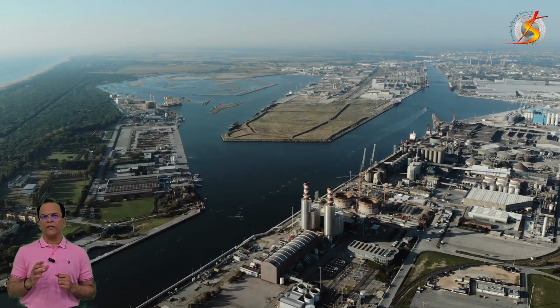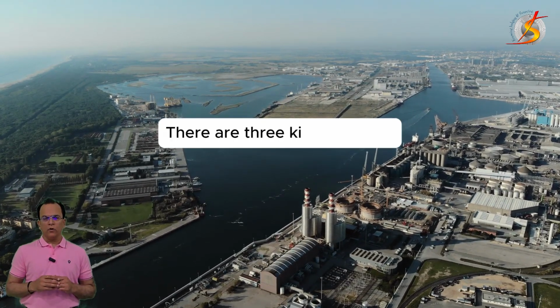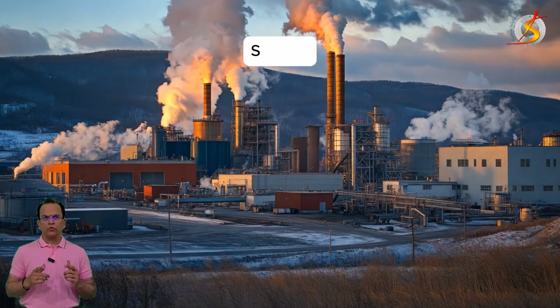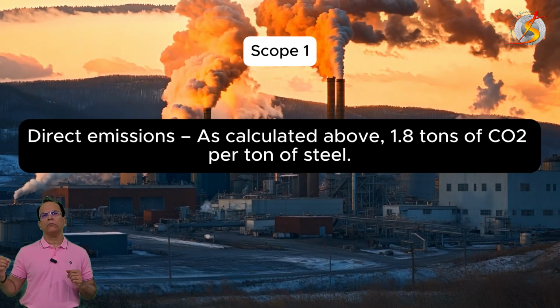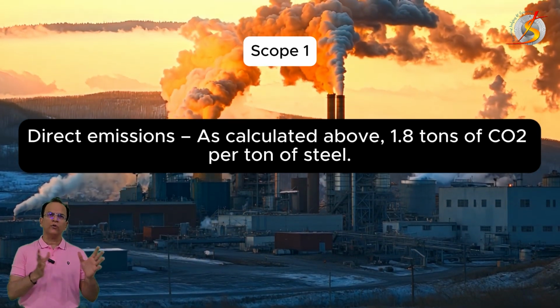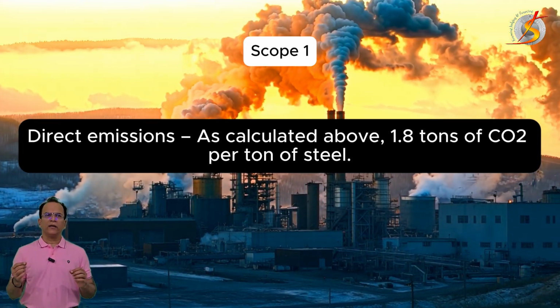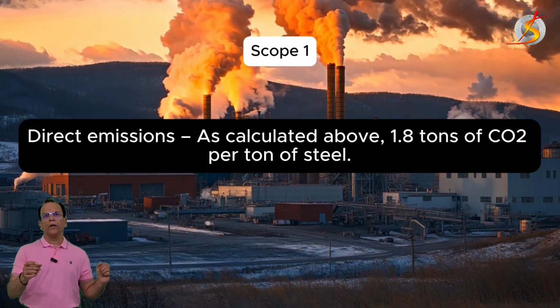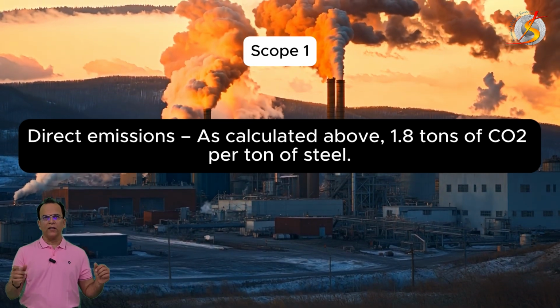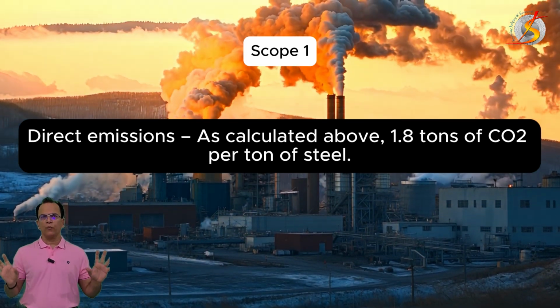Now scope wise, let's understand what is scope. There are 3 kinds of scope. Scope 1 is the direct emission, which is coming from fuel insertion into the process. Say we are adding coke, we are adding coal, we are putting gases into the process. This is all known as scope 1.